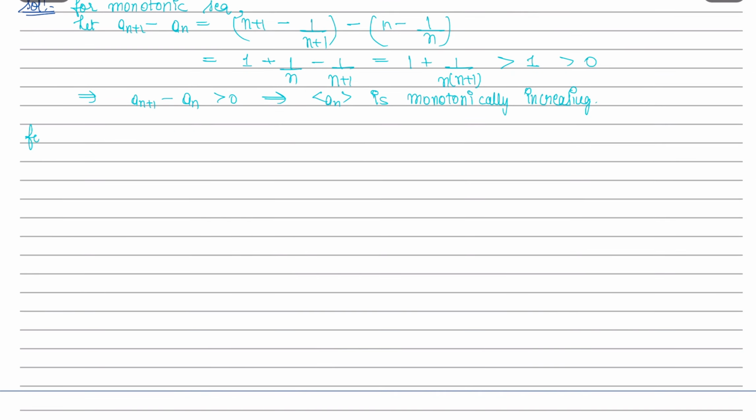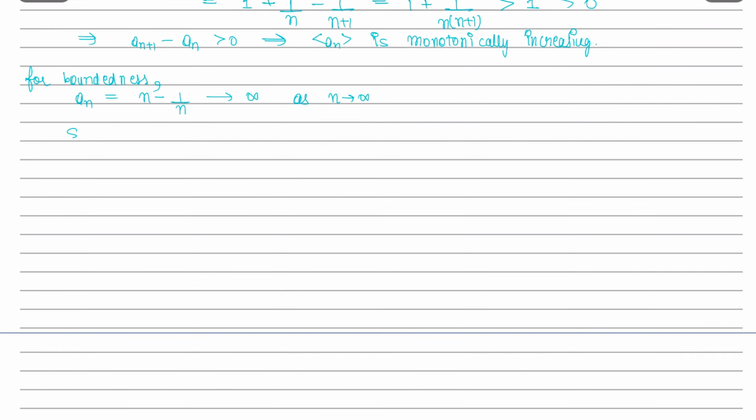Now for boundedness, an is equal to (n minus 1) by n. So this sequence will directly go to infinity as we increase the value of n. So the given sequence is not bounded above, which implies the sequence an is not convergent.